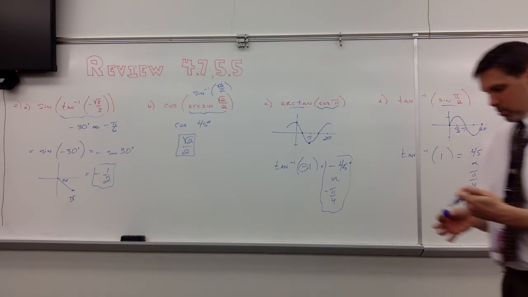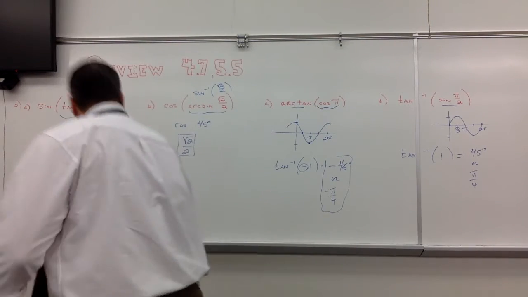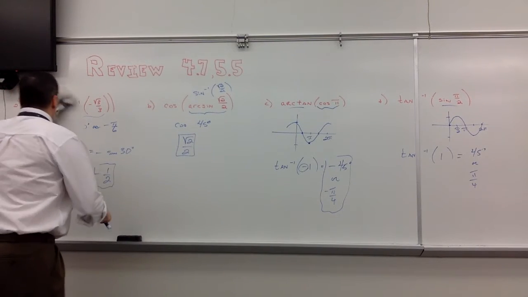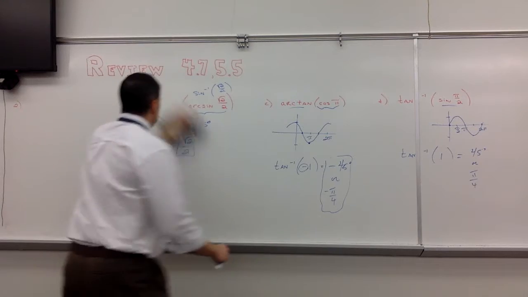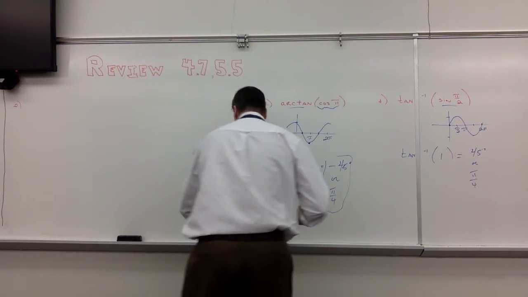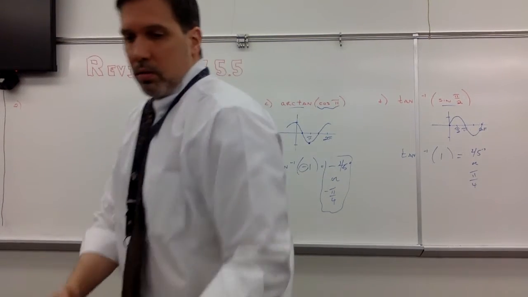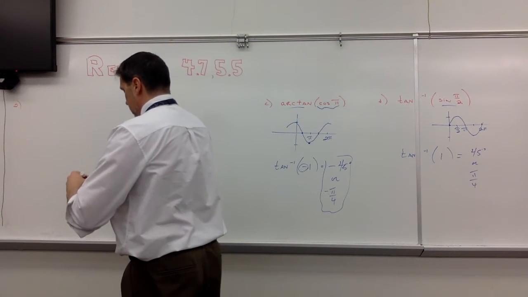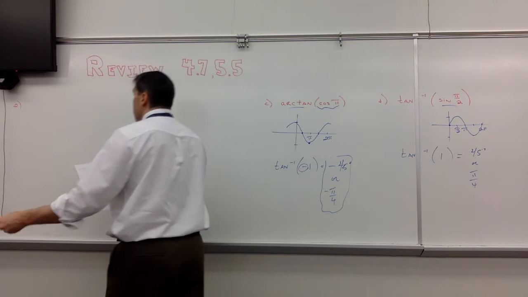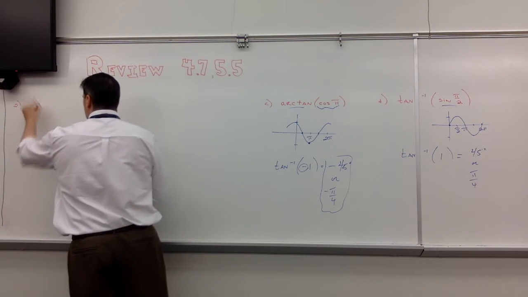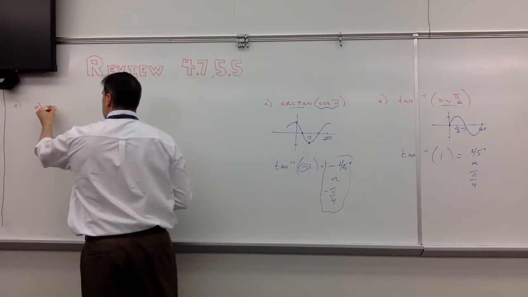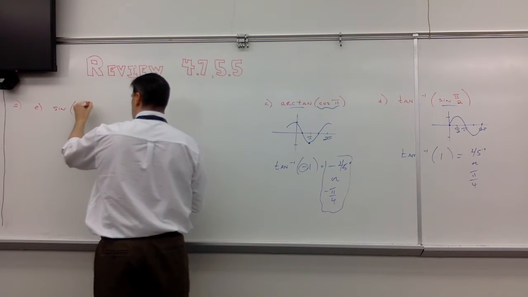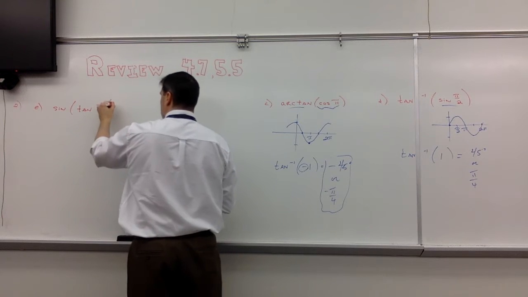All right. Let's keep going here. Okay, let's see, letter E. We got sine of tan inverse of the square root of 3 over 3.